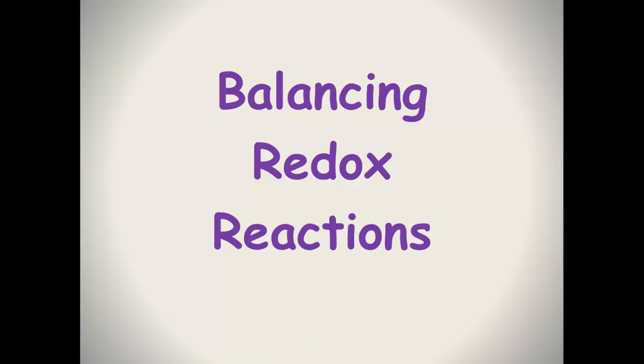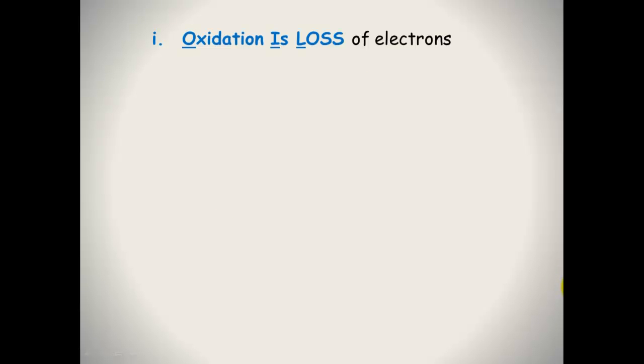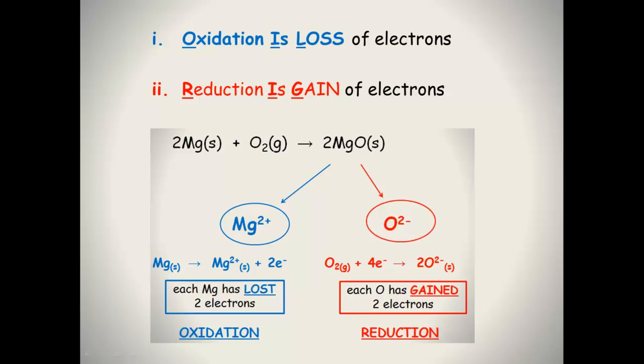This video is looking at how to balance redox reactions. So what you should already know is that oxidation is the loss of electrons and reduction is the gain of electrons. And here's an example of that, just to recap. So you've got magnesium reacting with oxygen to form magnesium oxide.